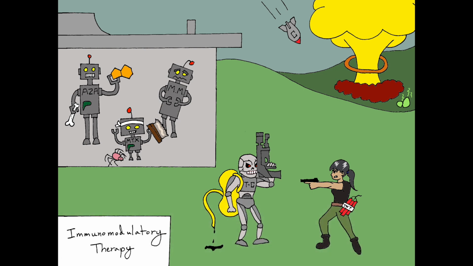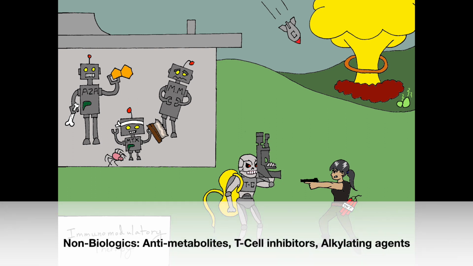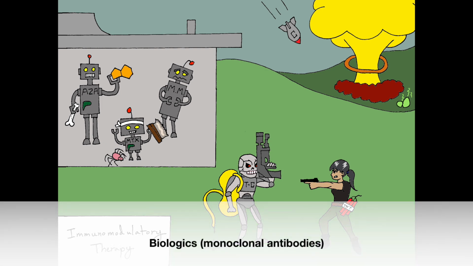We're going to talk about 3 classes of non-biologic agents, including the antimetabolites, the T-cell inhibitors, and the alkylating agents. We're also going to talk about the biologics, which are the monoclonal antibodies.